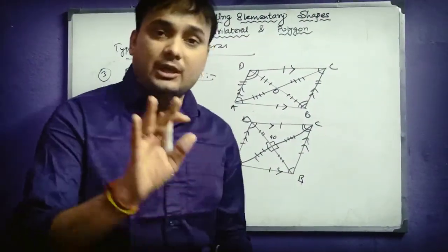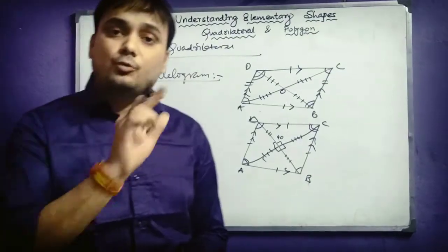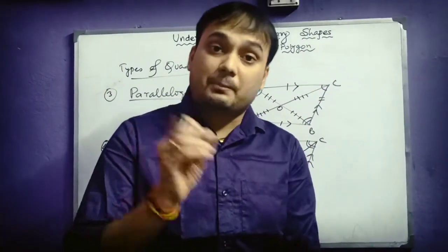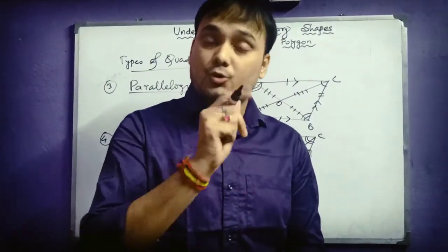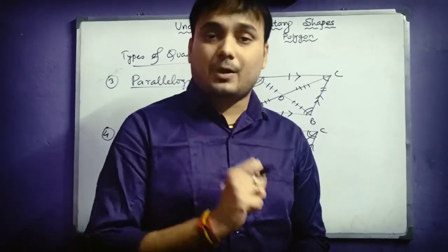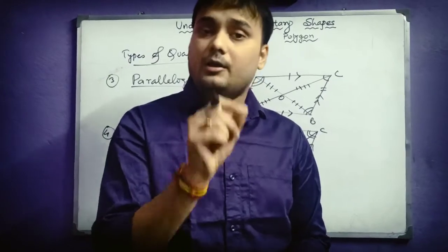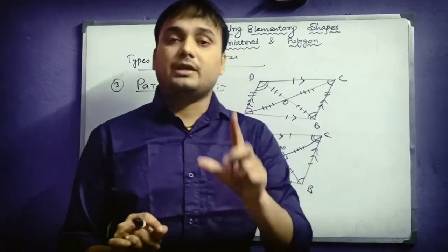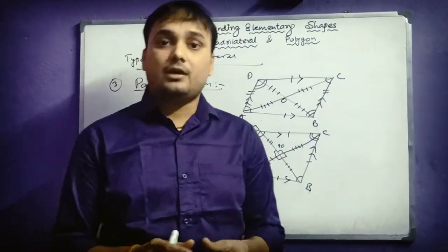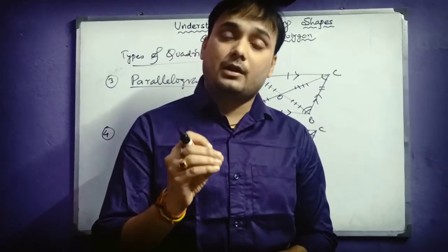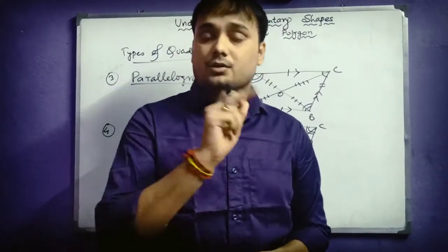Okay, so diagonals perpendicularly bisect each other. So keep in your mind, there are only 2 quadrilaterals where diagonals perpendicularly bisect each other. Those 2 quadrilaterals are square and rhombus. In a kite also diagonals are perpendicular but they do not bisect. So in a kite we cannot take this. Okay, so diagonals are perpendicular as well as bisect each other only in square and rhombus.